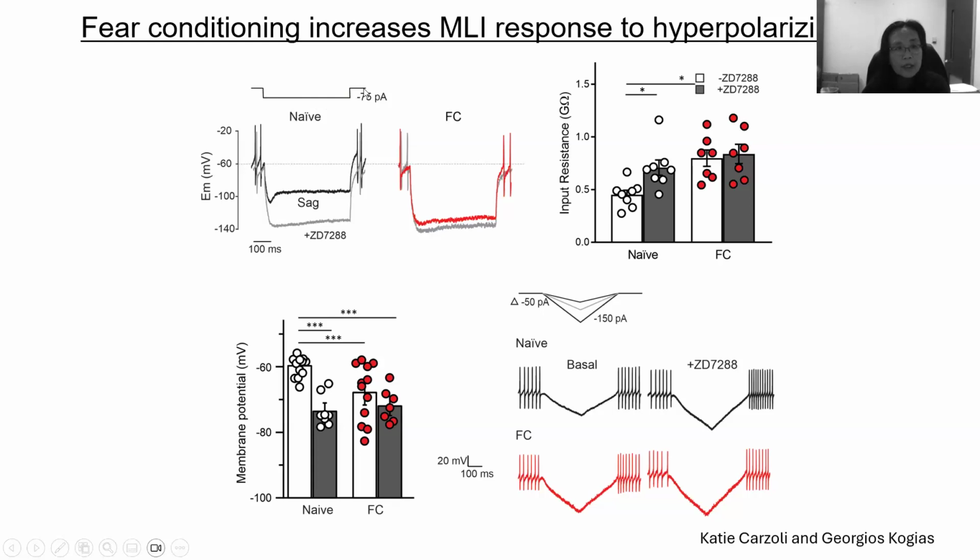hyperpolarizing current injections in the naive animal. So we measure the changes in membrane potential. The black trace is the naive animal. And then you will see the membrane become hyperpolarized. At some point it stops and it becomes depolarized. And this is called a voltage sag.